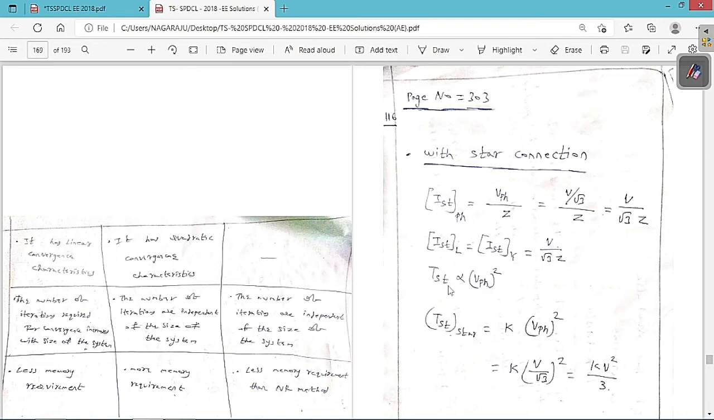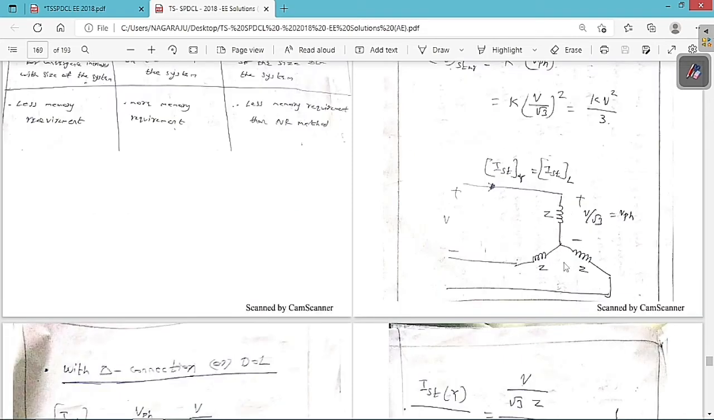Then starting torque is always directly proportional to phase voltage whole square. If you remove this proportionality, let me assume the constant is K, so it is K into V phase square. In a star connection, the phase voltage is equal to line voltage by root 3. So line voltage by root 3 whole square, we are going to get K V square by 3. So this is another equation. These are the two equations that you have to remember, and then we are going to compare with the delta connection also. So this is the star connection on the stator.